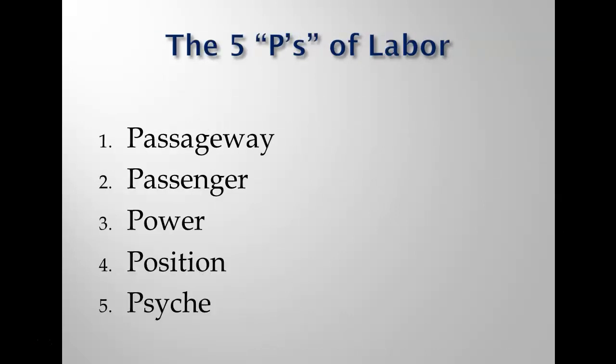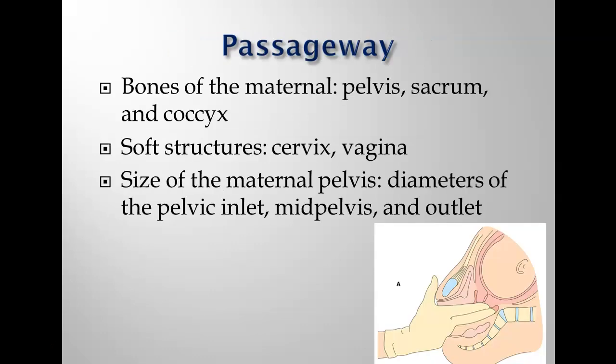There are the 5 P's of labor, and those stand for passageway, passenger, power, position, and psyche. The passageway is the bones of the maternal pelvis, sacrum, and coccyx. It also includes the soft structures like the cervix and the vagina, and the size of the maternal pelvis is measured in diameters of the pelvic inlet, mid-pelvis, and outlet.